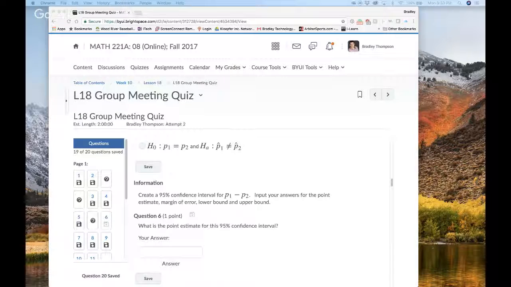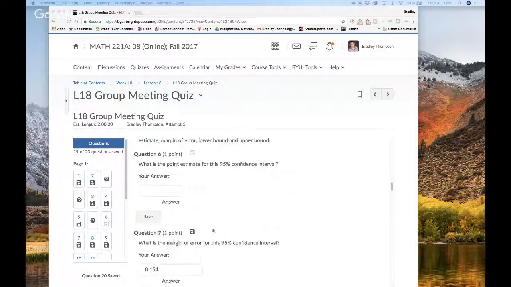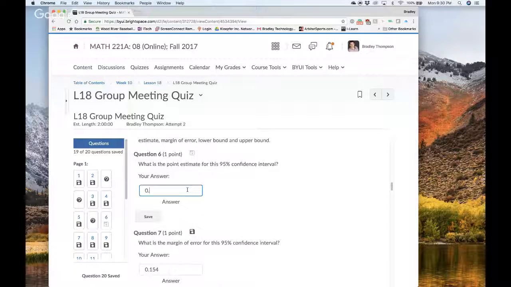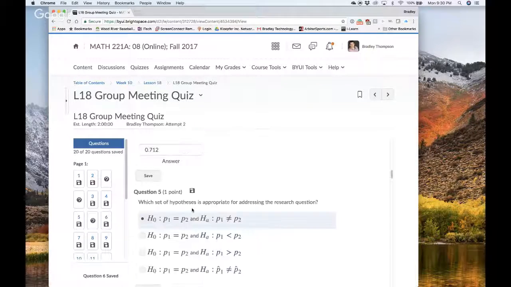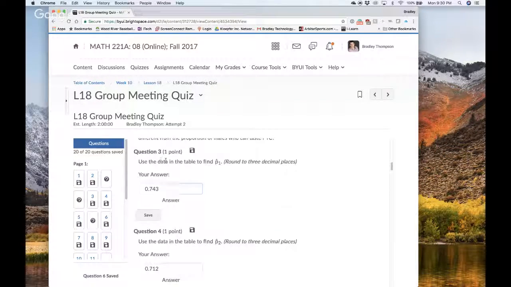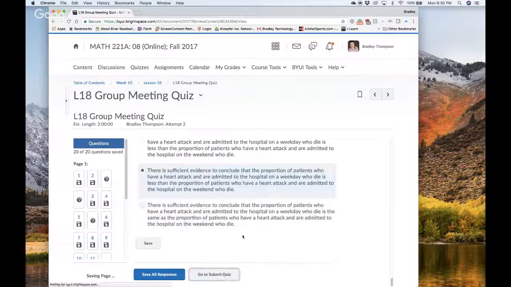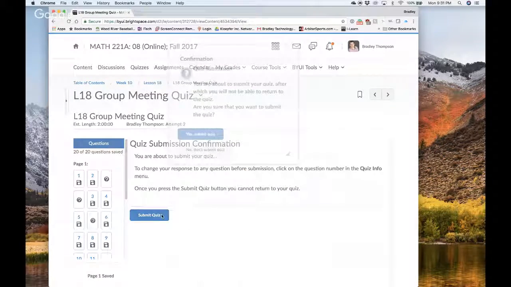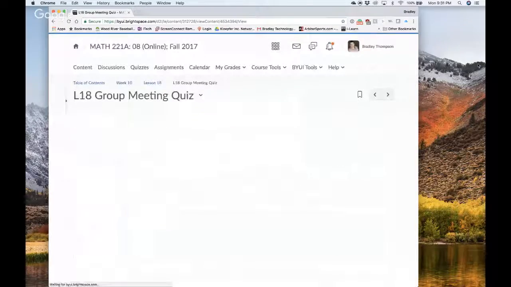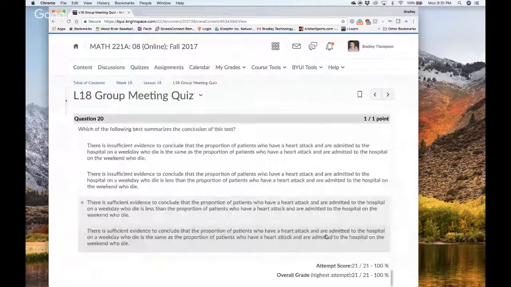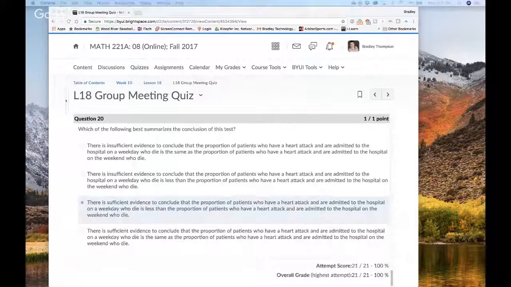Show off. So it's 0.743 minus 0.712, so it's 0.031. Essentially it's P hat 1 minus P hat 2. Makes sense. So that's our point estimator. So we need to add that on our Excel sheet.